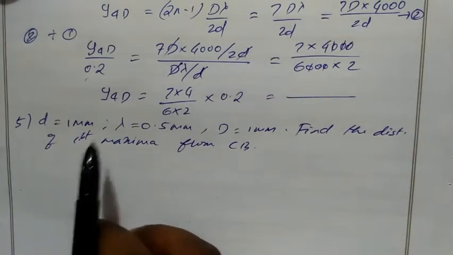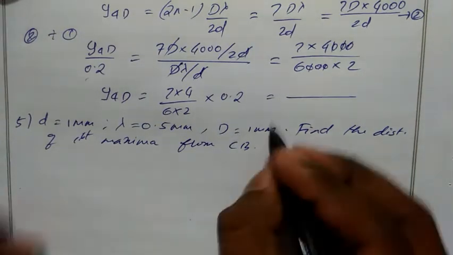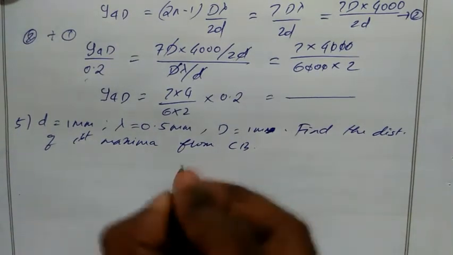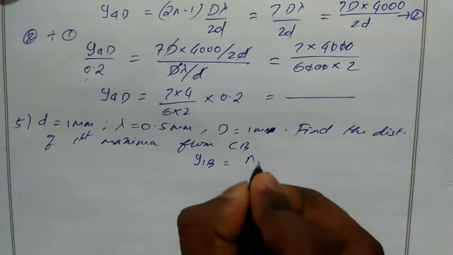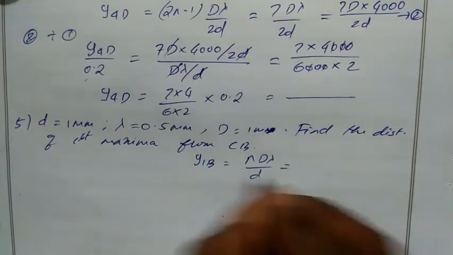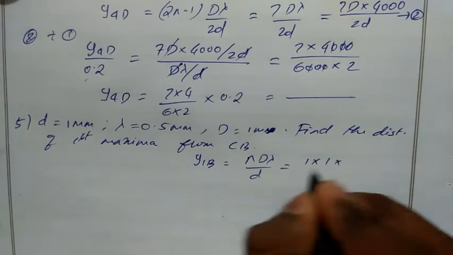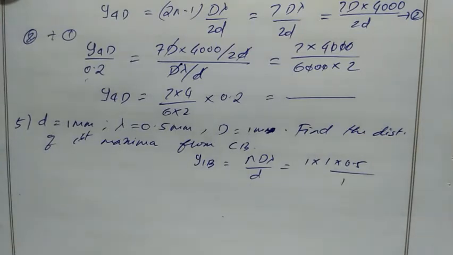The next question: d equals 1 mm, lambda equals 0.5 mm, and capital D is 1 meter. Find the distance of the first maxima. So what is the formula? For the first bright fringe, n D lambda by d, where n is 1, D is 1, lambda is 0.5, and d is 1. So we usually solve this problem like this.